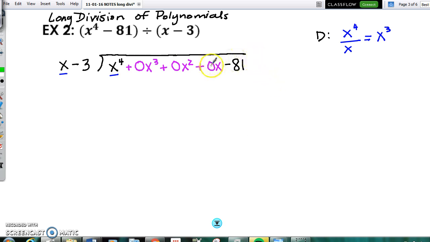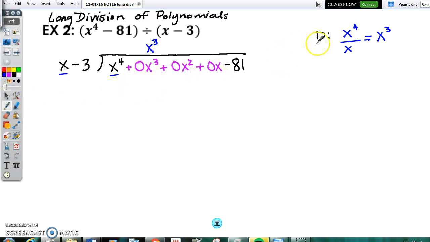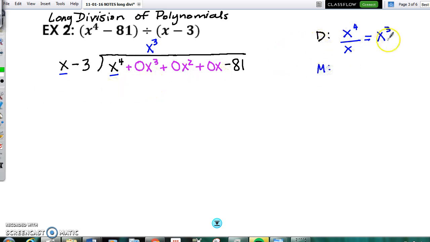I'm trying to fix this so it doesn't jiggle so much, but sometimes it happens. So x cubed here. And again, you're going to line it up above the one that's similar, a like term, just to keep things straight and simple and helps you organize things. So after we divide, we multiply. The answer you just got times what you're dividing by out front, x minus 3. And that equals, let's see, x to the fourth minus 3x cubed.